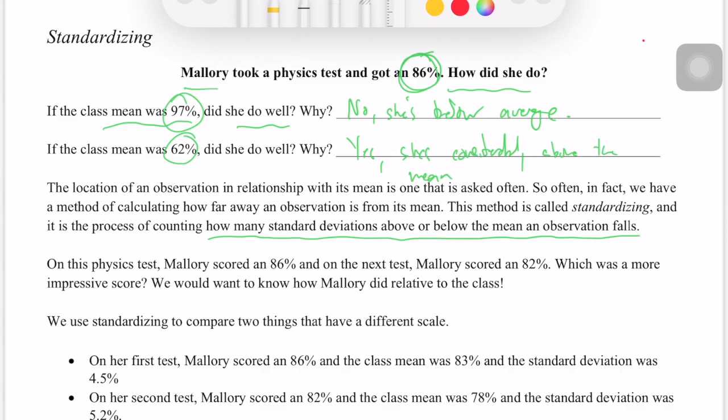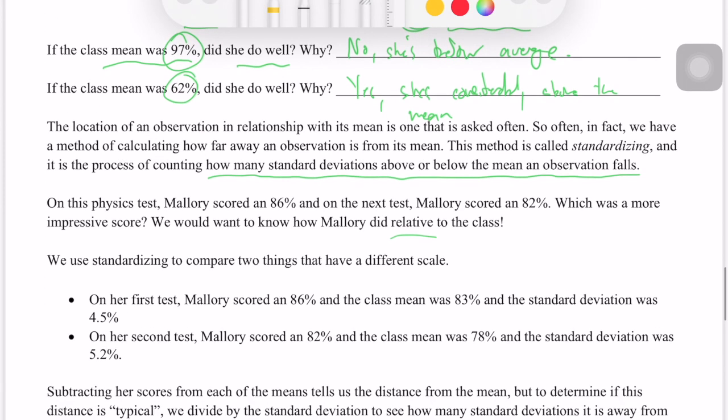In the physics test, Mallory scored an 86%, and on the next test, she scored 82, which was more impressive. Well, we would want to know how Mallory did relative to the class. We use standardizing to compare two things that have a different scale. On her first test, Mallory scored 86%, and the class mean was 83. Her second test, Mallory scored 82, and the class mean was 78. So either way, she's above the mean, which is great. Way to go, Mallory. But still, which one did she do better on?